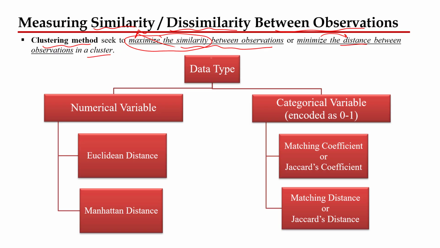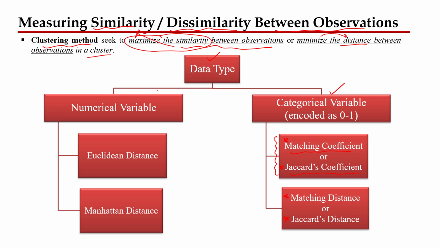Depending upon the data type, we have different types of measures of similarities as well as dissimilarities. If I am talking about the categorical variable, which we are using encoded as 0 and 1, we have two measures of similarities. One is known as the matching coefficient, another one is known as Jaccard's coefficient. Similarly, if we know the matching coefficient value, we can also calculate the measure of dissimilarity, which is known as the matching distance. Same is the case with respect to Jaccard's coefficient, we can calculate the Jaccard's distance.